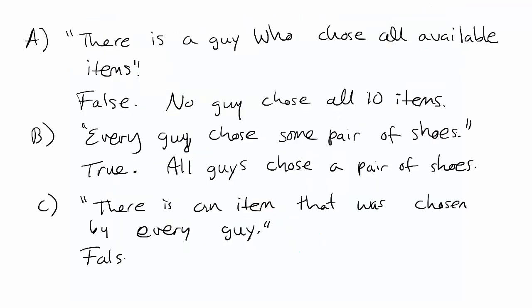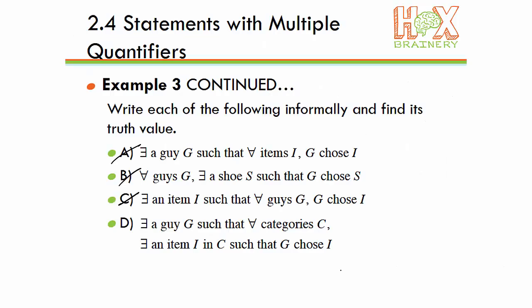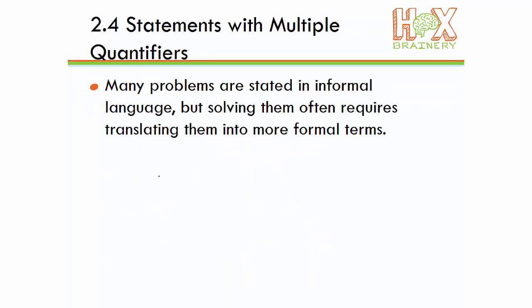So you're going to write false, and then your explanation: no one particular item was chosen by every guy, by all the guys. And then we've got one more part D to do.